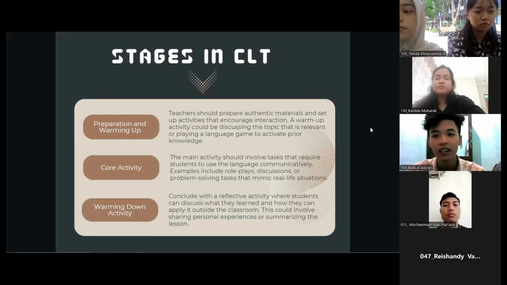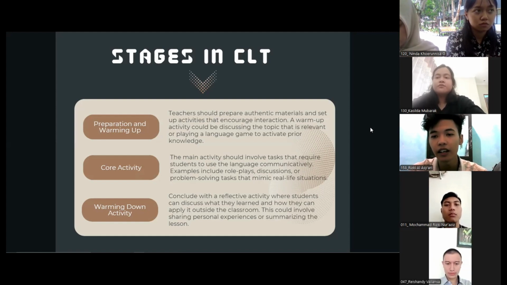For instance, a warm-up activity might include a brief discussion on a topic that relates to student experience or a language game that introduces key vocabulary and concepts. This can create a comfortable learning environment and prime students for active participation.